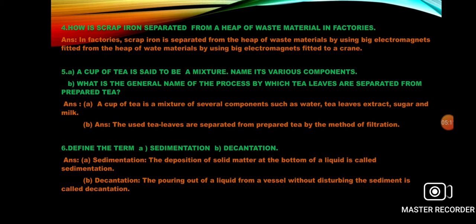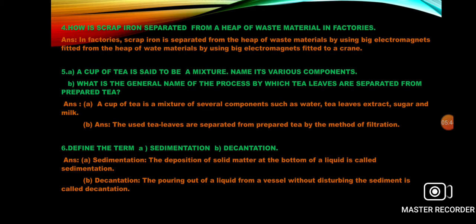Very, very important. What is sedimentation and decantation? So, what is sedimentation? The deposition of solid matter at the bottom of a liquid is called sedimentation. Suppose if I say sand, if you want to dissolve sand in water, the sand will not be dissolved in water. Since the sand particles are heavier, you will find that it is sedimenting below. So this process is called what? Sedimentation.